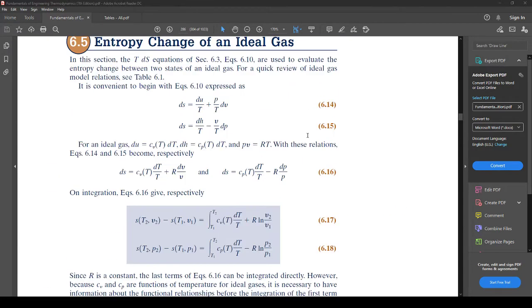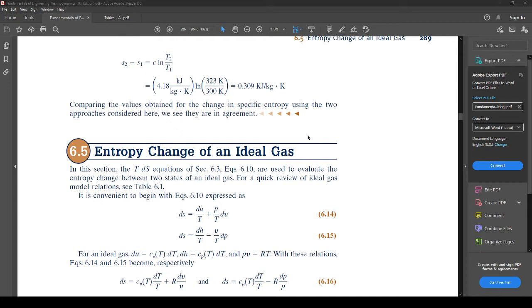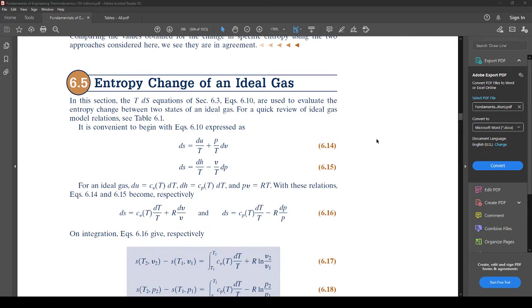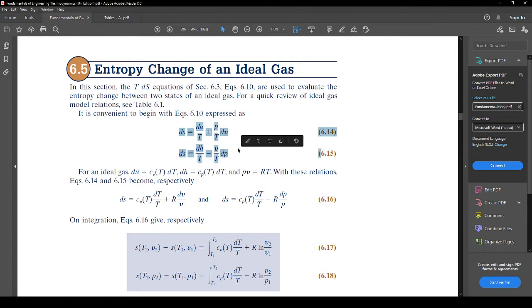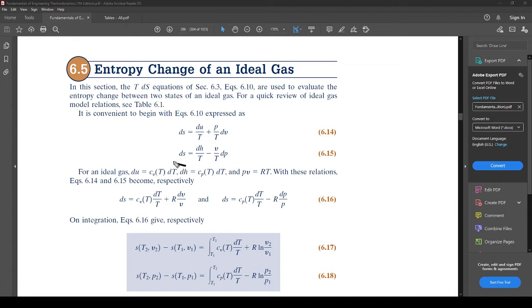Okay. So it says entropy change of an ideal gas. So we're moving on to 6.5. I want to do an example today. It says, in this section, the TdS equations of 6.3, equation 6.10, are used to evaluate the entropy change between two states of an ideal gas. For a quick review of the ideal gas model relations, see table 6.1. It is convenient to begin with equation 6.10 expressed as this. So these are the two equations that we just created, all right?